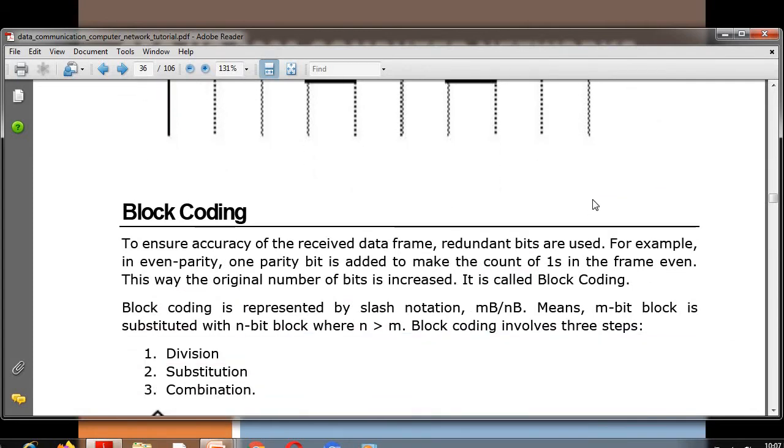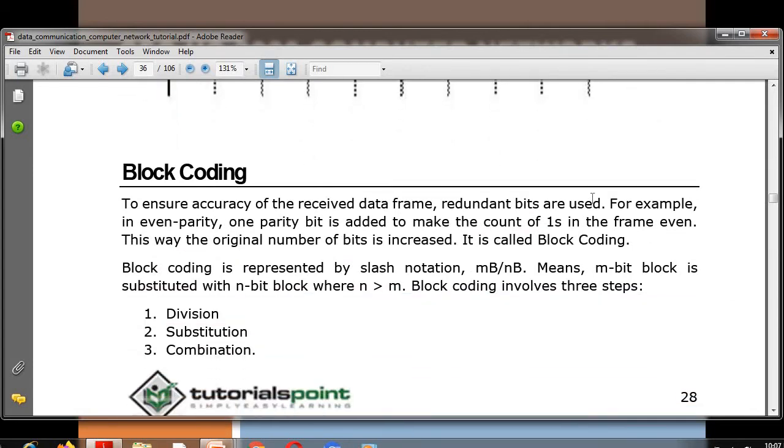Now block coding. To ensure accuracy of the received data frame, redundant bits are used. For example, in even parity, 1 bit is added to make the count of ones in the frame even. In this way the original number of bits increases. This is called block coding.